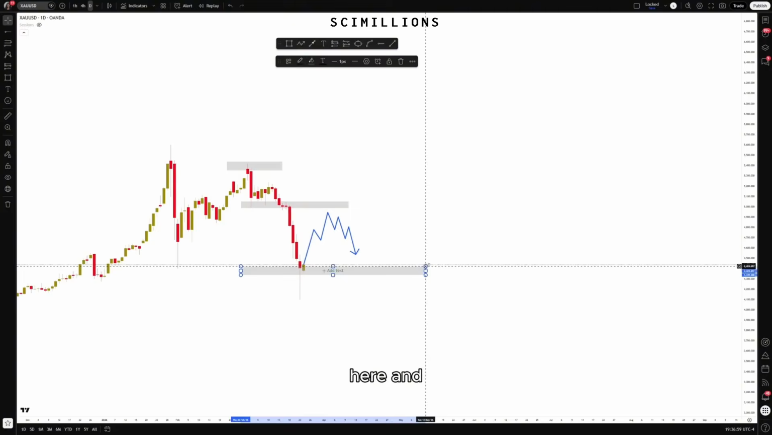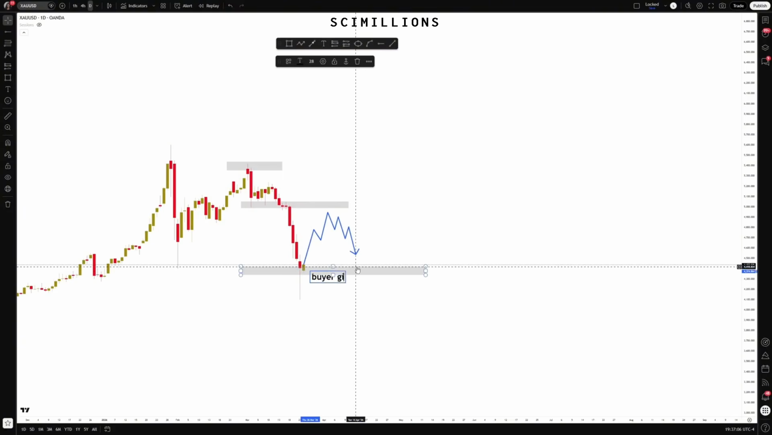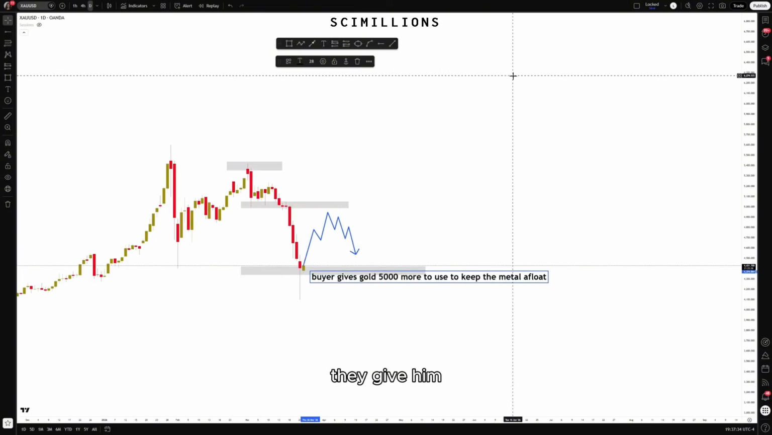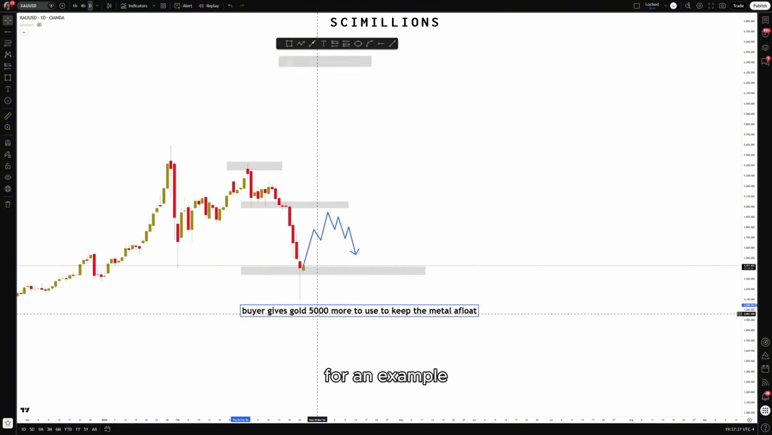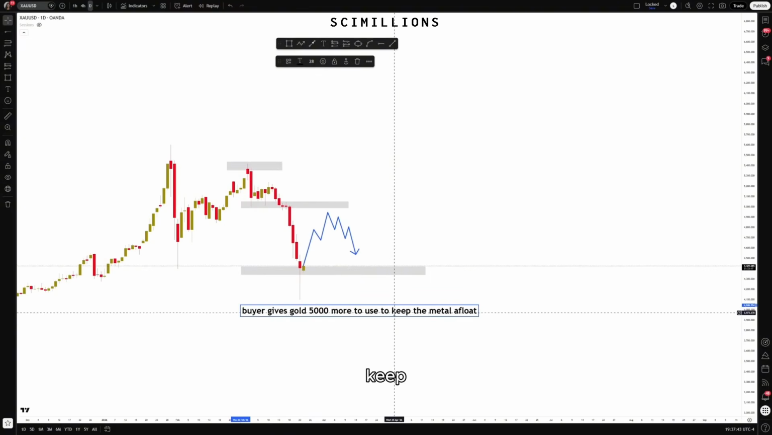Price came to here and buyers were like, okay, we'll keep you afloat. We'll give you this much money. So let's just say gold, and this number is just for an example, it gives gold $5,000 more to keep the metal afloat, right? And once again, this number is just for an example. It's probably like 5 billion or something, but buyers give gold 5,000 more to keep the markets afloat.